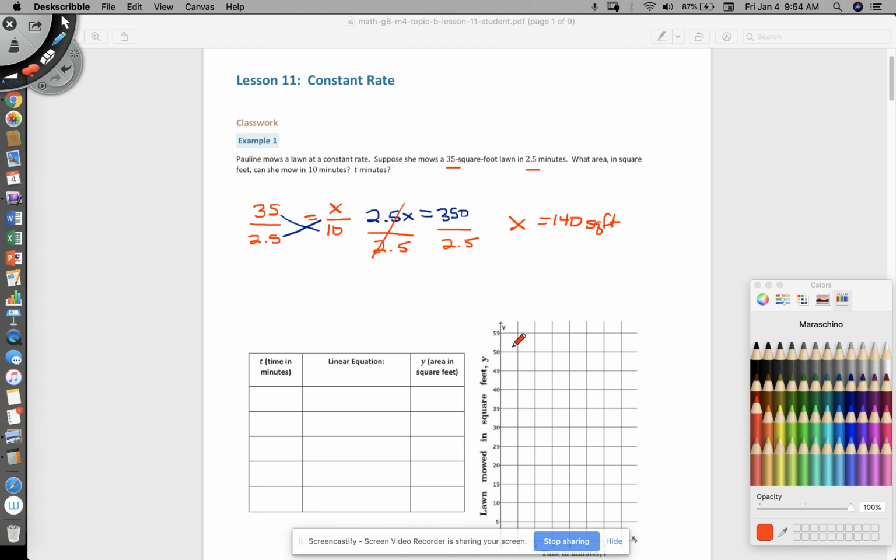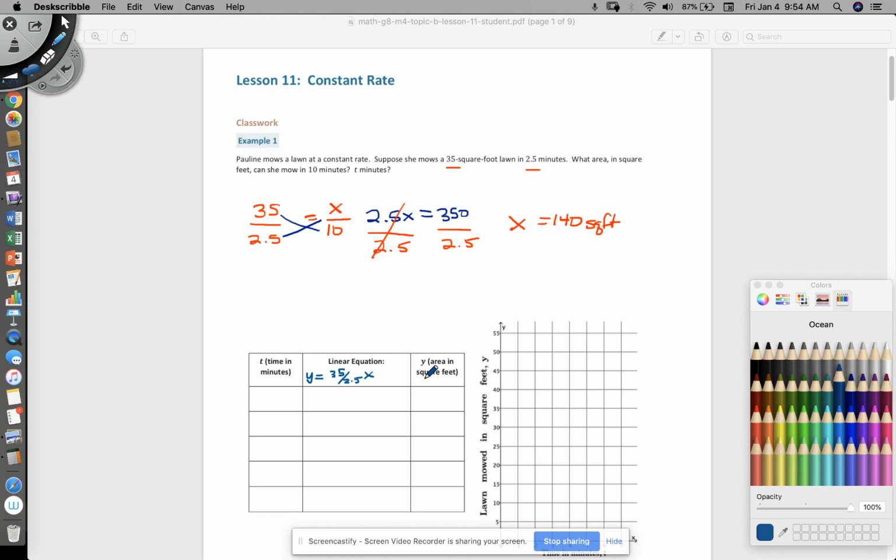All right, so now we're going to come down here and fill in this table that relates to this same question, and then we're going to graph it as well. So let me get a different color here. We're going to use the equation of her 35 square feet in 2.5 minutes. So we're going to set this to y equals 35 over 2.5, and then we're going to multiply that by x.